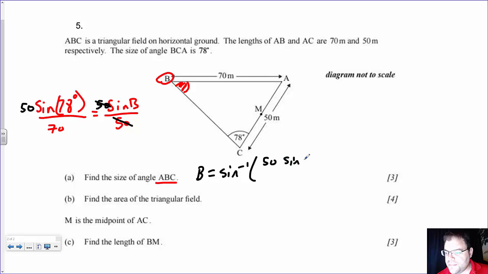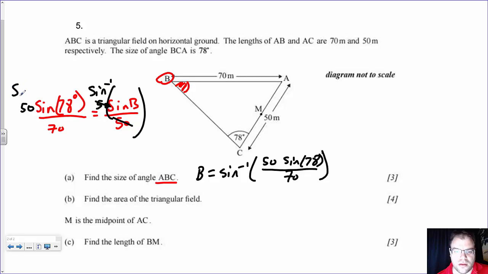50 times the sine of 78 all over 70. Okay? So I took the sine inverse of both sides. That's kind of what I'm doing. Sine inverse of both sides. And this sine inverse and the sine will cancel out. So B is simply equal to whatever we have over here. And that's what this is. So I just get the calculator out and find that answer.